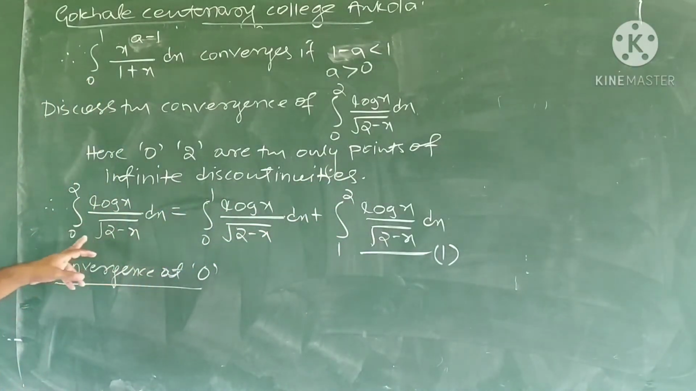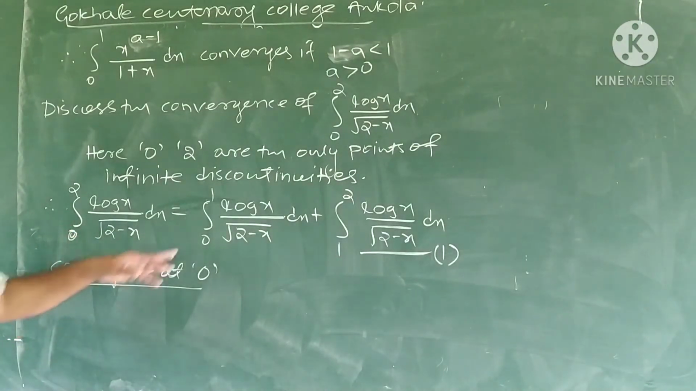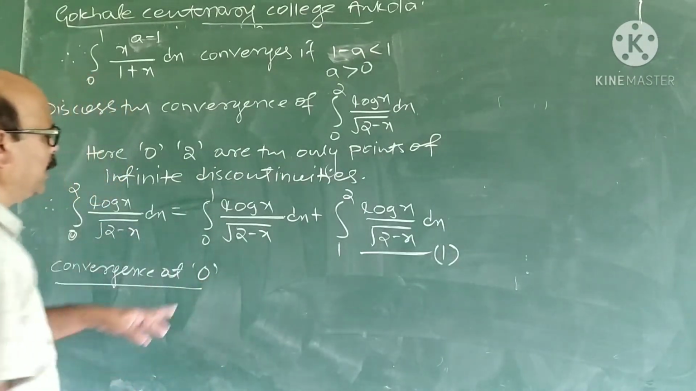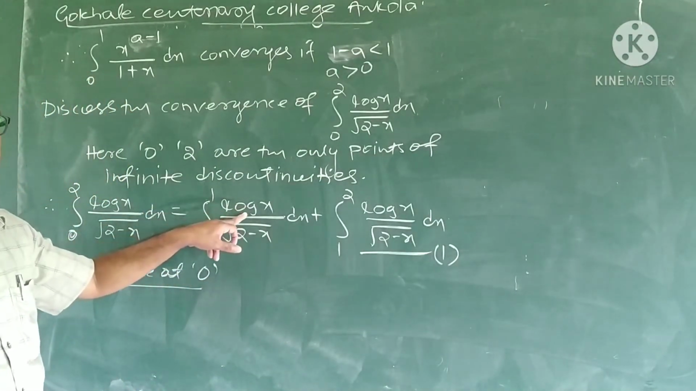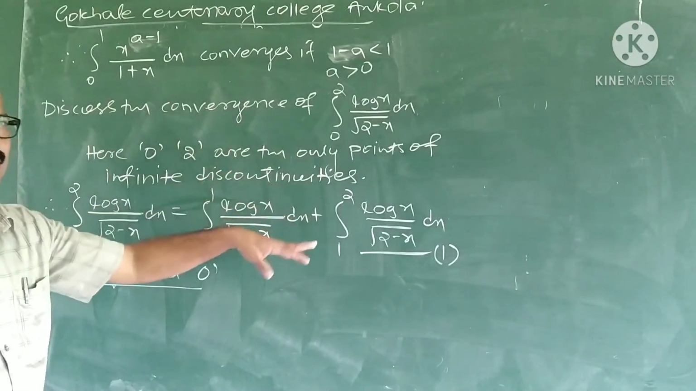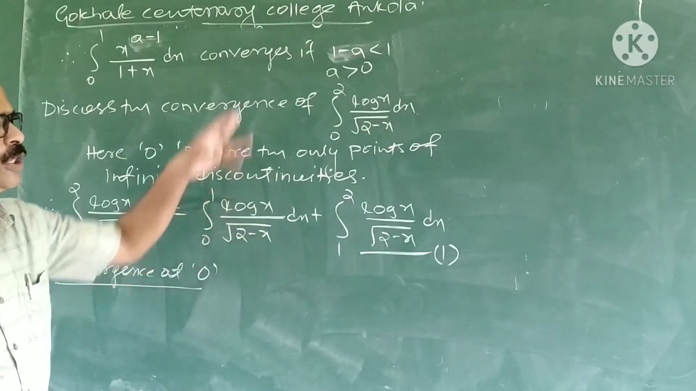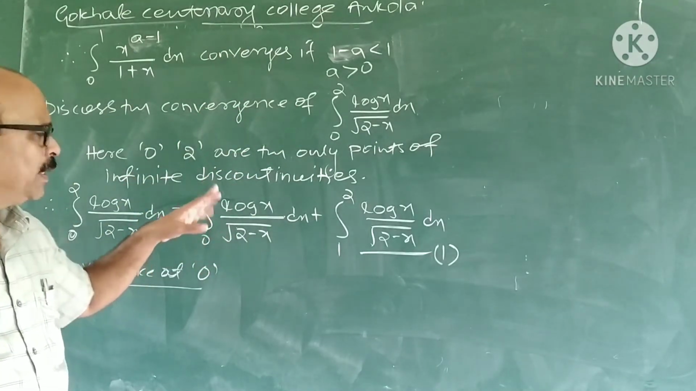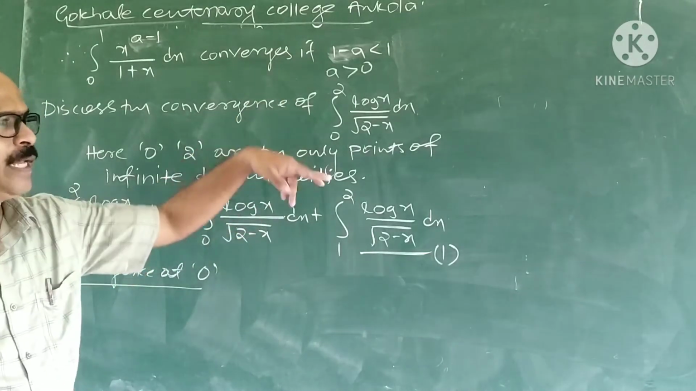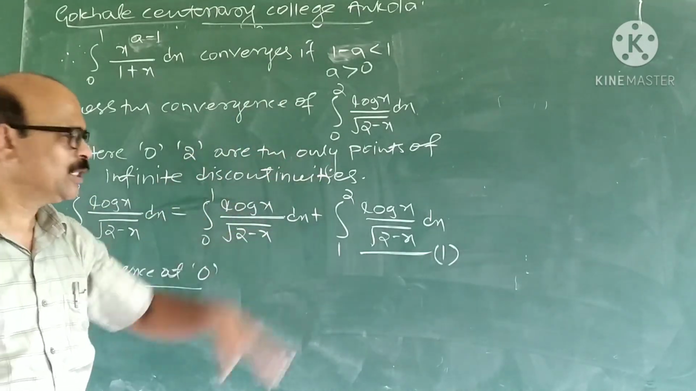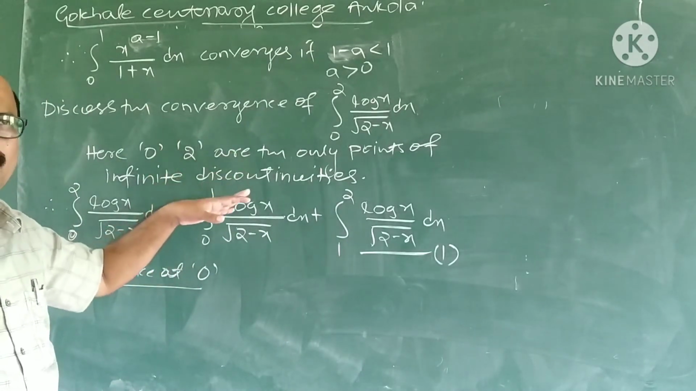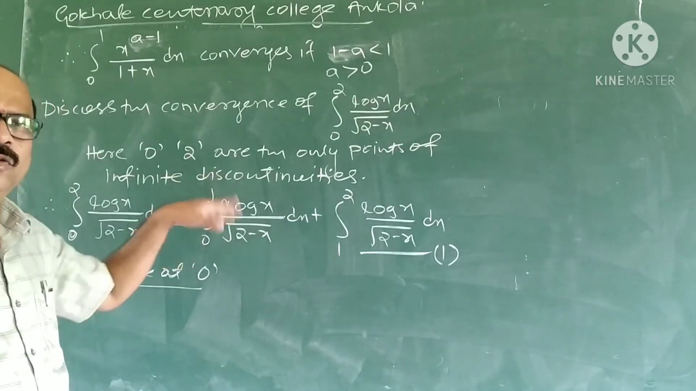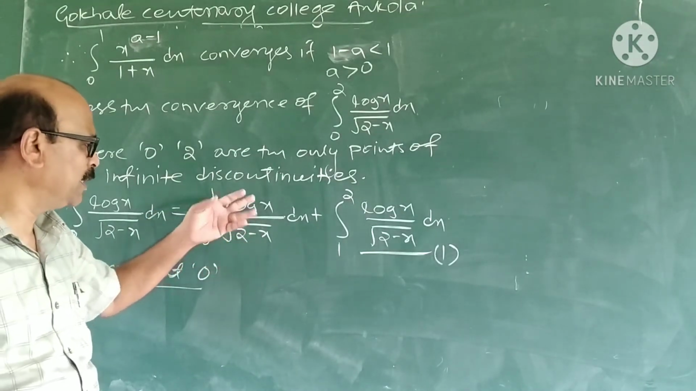Now the technique is, first we consider the convergence at 0. For that, in 0 to 1, log x is negative. Therefore we take minus log x. Minus log x becomes positive. Because in the comparison test, we have considered only positive integrands. That comparison test is applicable to only positive integrands. Next, for negative integrands, we use absolute convergence. That you will come to know later.